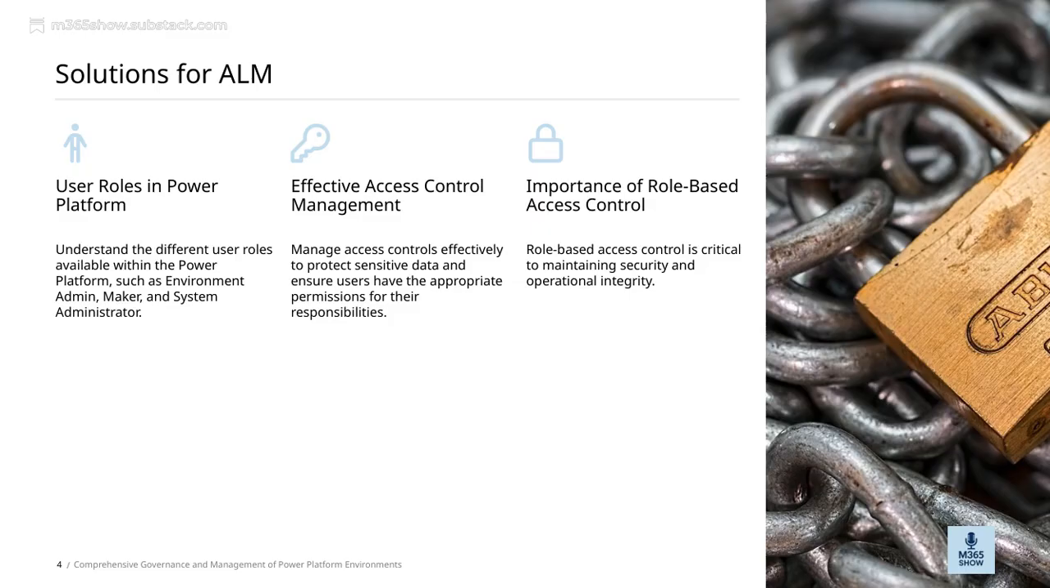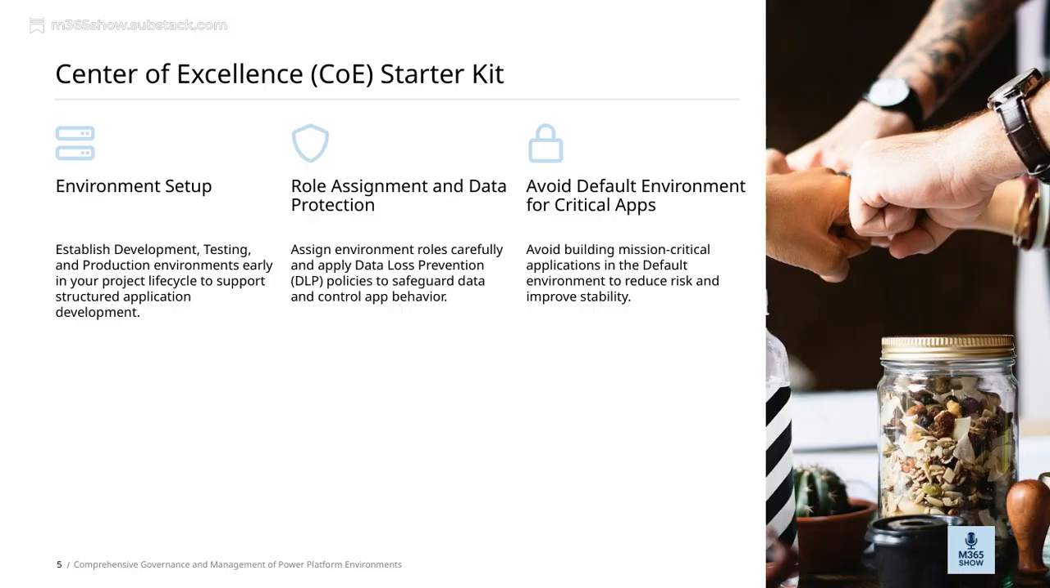Understanding the different user roles within the Power Platform is fundamental. For example, you have environment admins who oversee the entire environment, makers who create and customize apps, and system administrators who handle system-level configurations. Knowing who has what level of access helps you enforce security policies, streamline governance, and keep your environment organized. Remember, the goal here is to align permissions with responsibilities, ensuring both security and efficiency across your Power Platform environments.